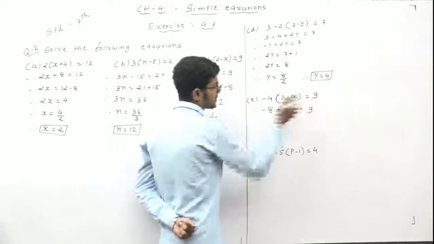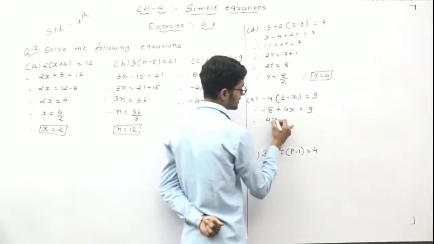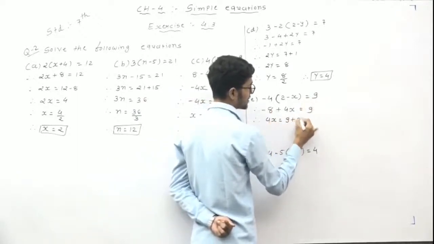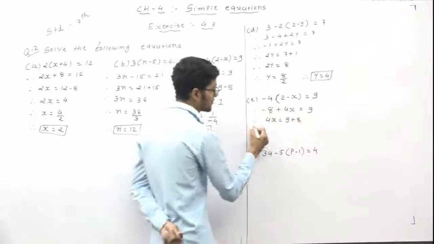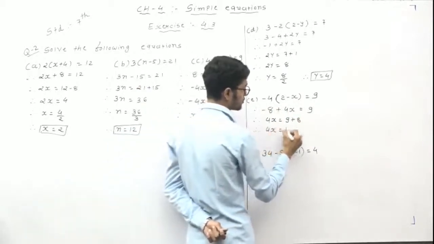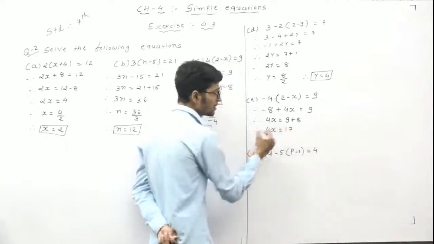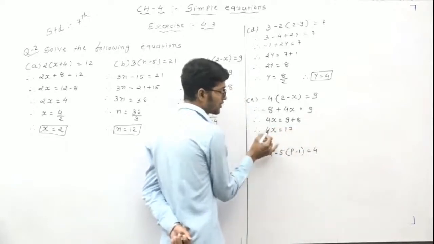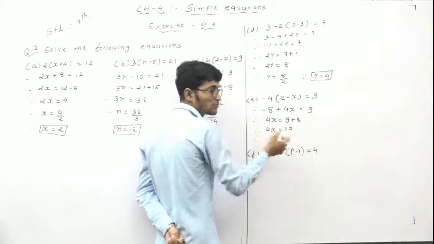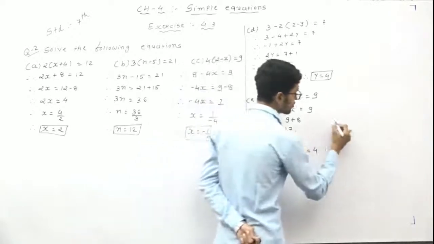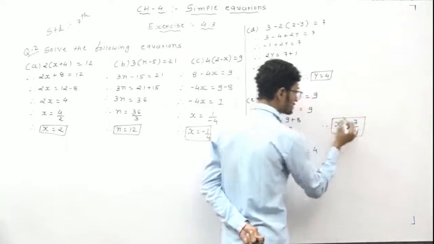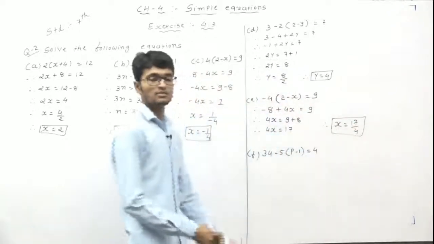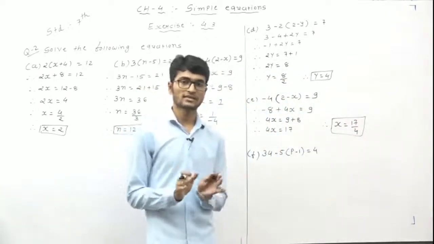Next, minus 8 to this side. 4x is equal to 9 plus 8. The actual process is to add 8 to both sides. 9 plus 8 means 4x is equal to 17. 4x is equal to 17. Now 4 is multiplied on this side, so to divide, it means both sides divided by 4. So x is equal to 17 by 4. 17 by 4, cutting is not possible. So our answer is x is equal to 17 by 4 as it is.